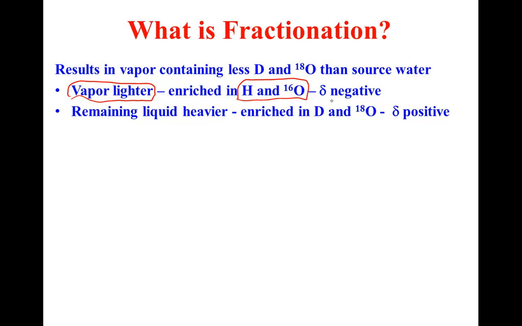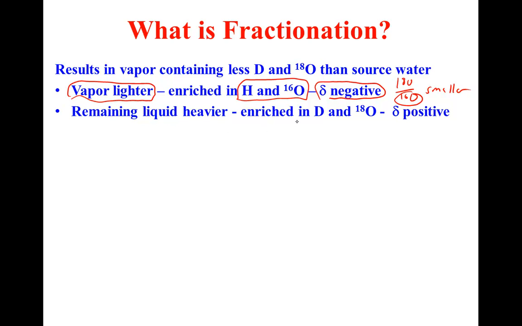That gives it a negative delta value. In other words, the ratio of heavy to light isotope is smaller in the vapor, because this is a larger number. More of the light isotope is getting into the vapor. Fewer molecules containing the heavy isotope are getting into the vapor, giving the vapor a negative delta value.